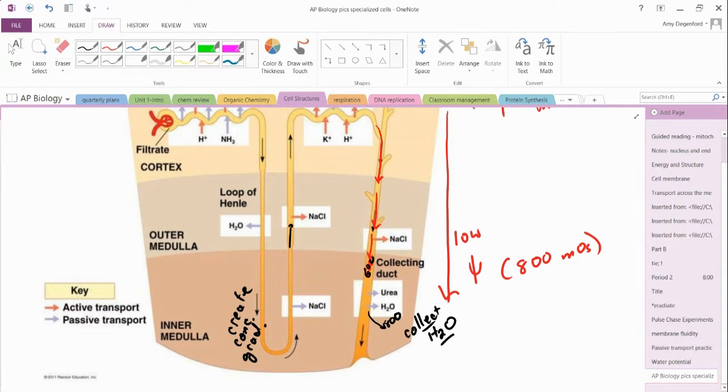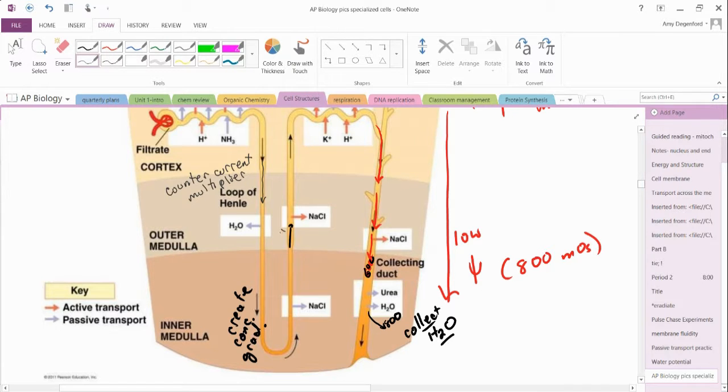What we end up having is something called the countercurrent multiplier, and it's part of this loop of Henle. And so let me write that down: countercurrent multiplier. And it's so called because the two loops, the descending limb and the ascending limb, run counter to each other. And then what happens is it multiplies this concentration difference.